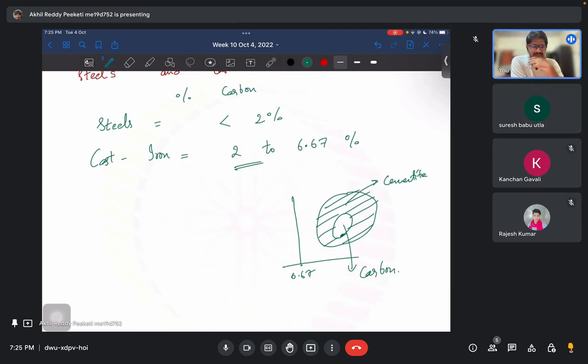In cast iron also there are different levels. In steel also there are three levels: high carbon steel, low carbon steel, and mild steel. In that there might be different variants, but as you are saying, the highest carbon percentage is always brittle. Low carbon ones might be good to use, but in general cast iron is brittle compared to steel.